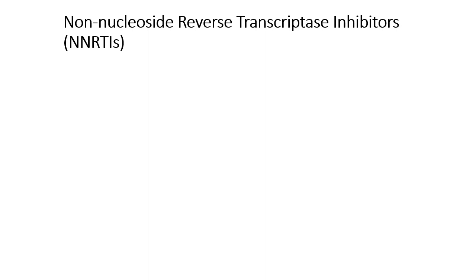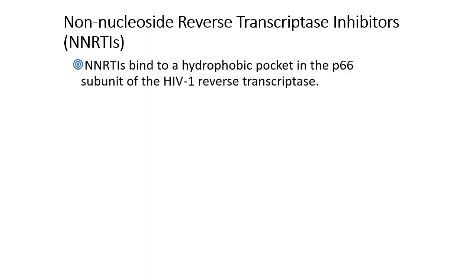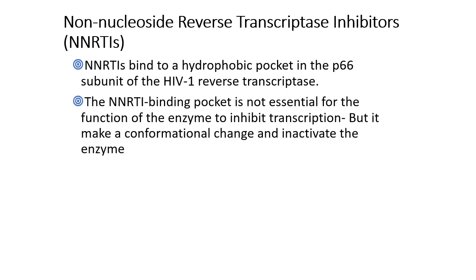Now the second group of drugs are non-nucleoside reverse transcriptase inhibitors. You don't have to remember the exact site. It is the P66 subunit of the reverse transcriptase enzyme. And what I want to tell you is that this is not a structural analog, but it is an enzyme inhibitor. It inhibits the enzyme by blocking or inactivating the enzyme. So this binding pocket, where the NNRTIs bind, is essential for the function of the enzyme, but binding causes a conformation change and inactivates the enzyme.